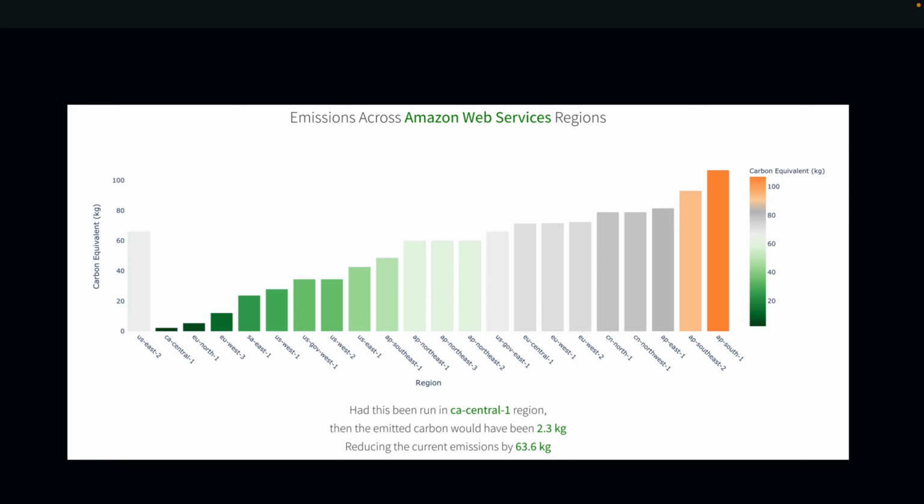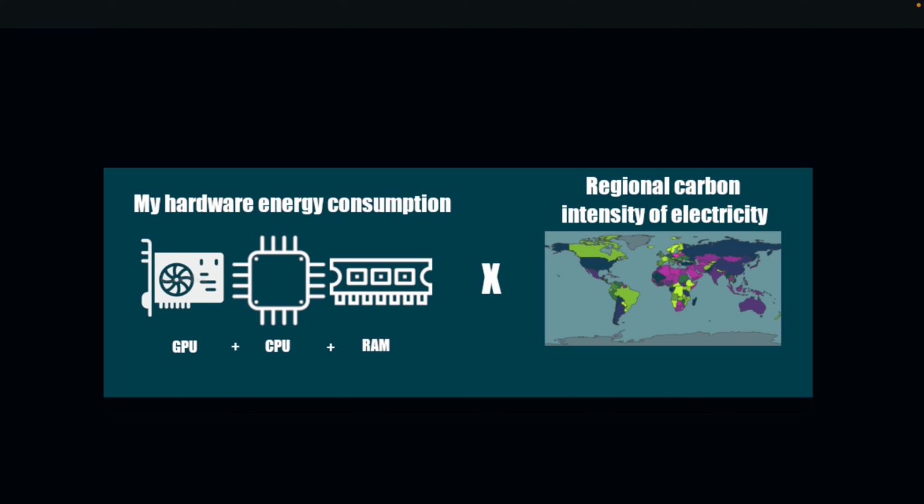The tool also has a dashboard that illustrates how the emissions footprint differs when cloud infrastructure is hosted in different regions. So this is emissions across Amazon Web Services on different regions, you can see, and also the carbon equivalent. And this is the regional carbon intensity of the electricity. All these factors, like GPU, CPU, RAM, are combined and calculated as CO₂ emissions or energy consumption.